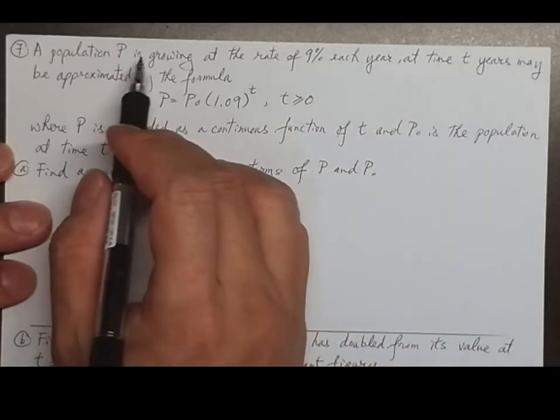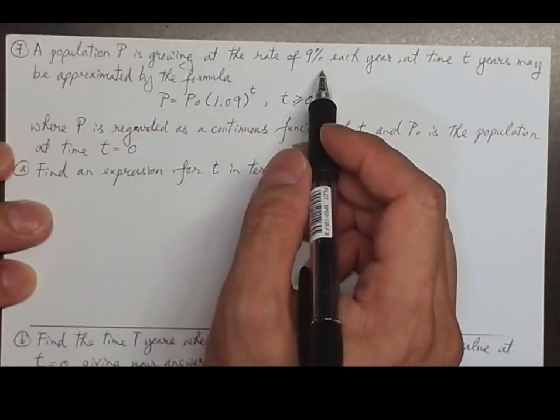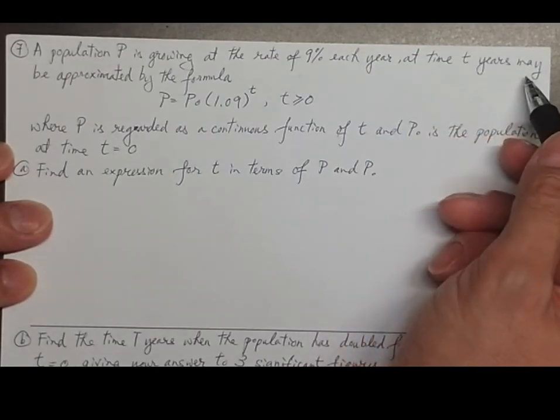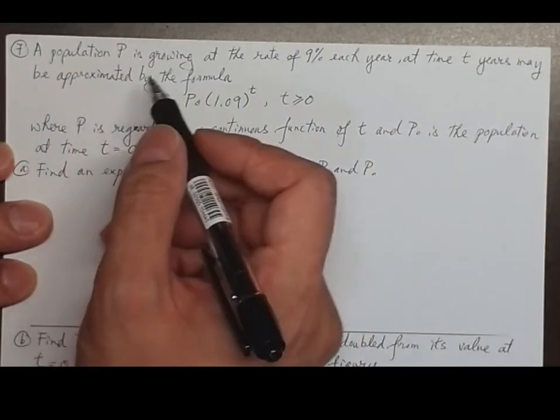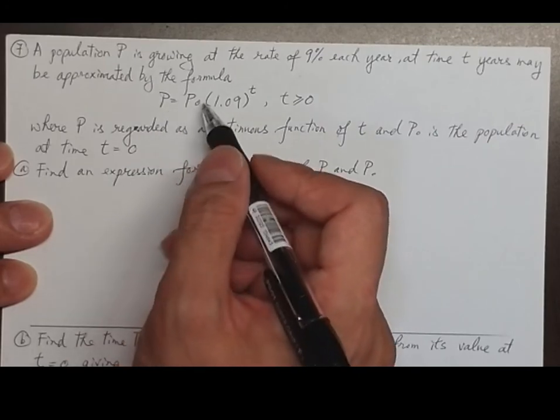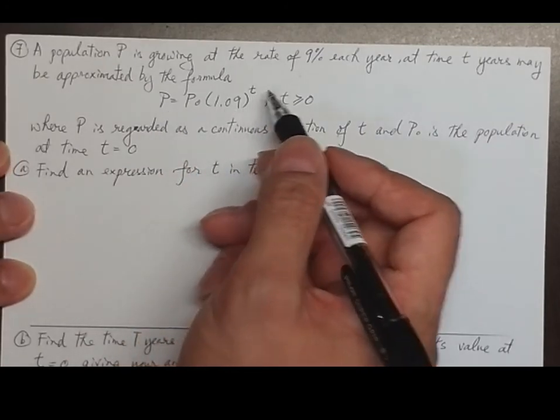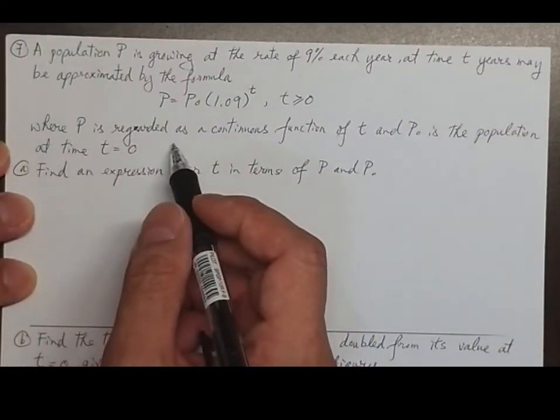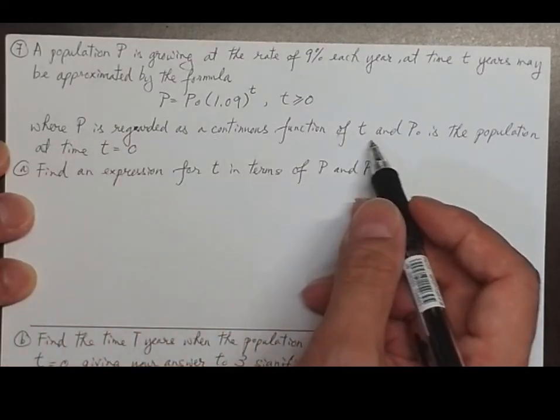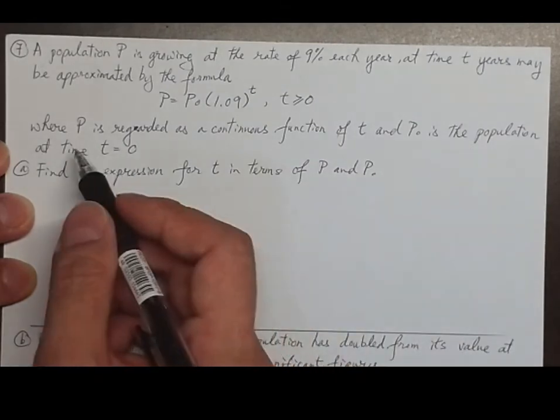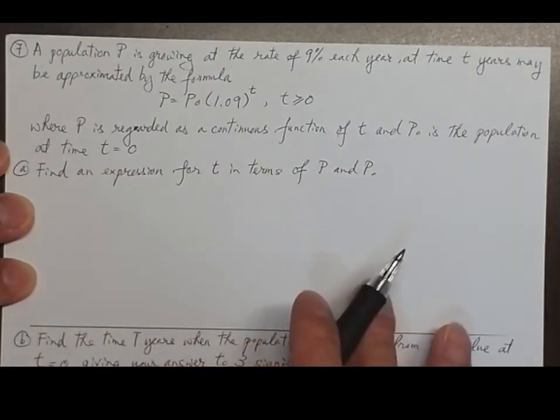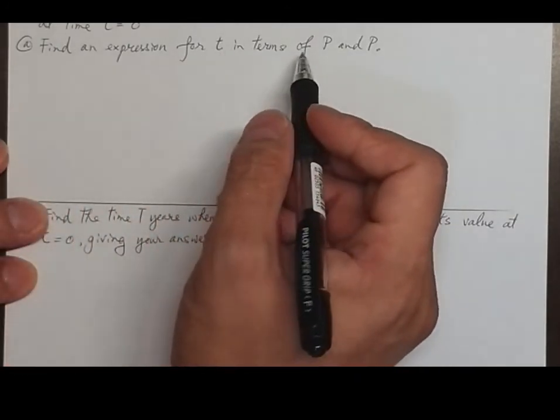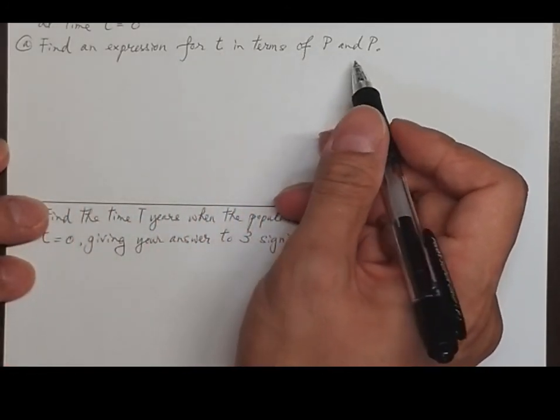A population P is growing at the rate of 9% each year. As the time t equals t years, it may be approximated by the formula P equals P0 times 1.09 to the power t, when t is greater than or equal to 0, where P is regarded as a continuous function of t and P0 is the population at t equals 0. Part A, find an expression for t in terms of P and P0.